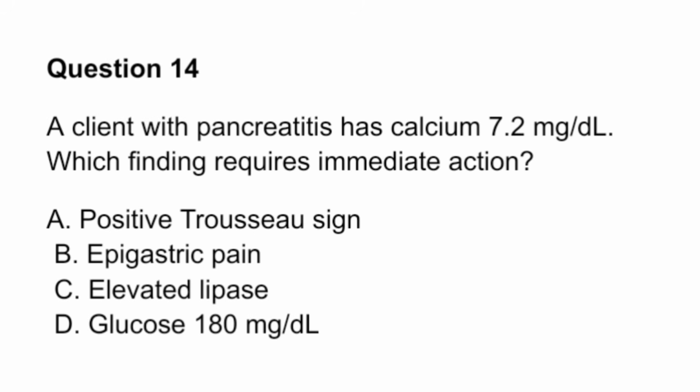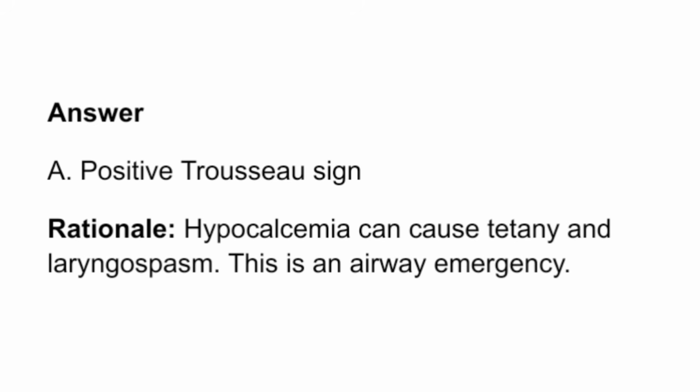Question 14. A client with pancreatitis has calcium 7.2 milligrams per deciliter. Which finding requires immediate action? A. Positive Trousseau sign. B. Epigastric pain. C. Elevated lipase. D. Glucose 180 milligrams per deciliter. Answer. A. Positive Trousseau sign.